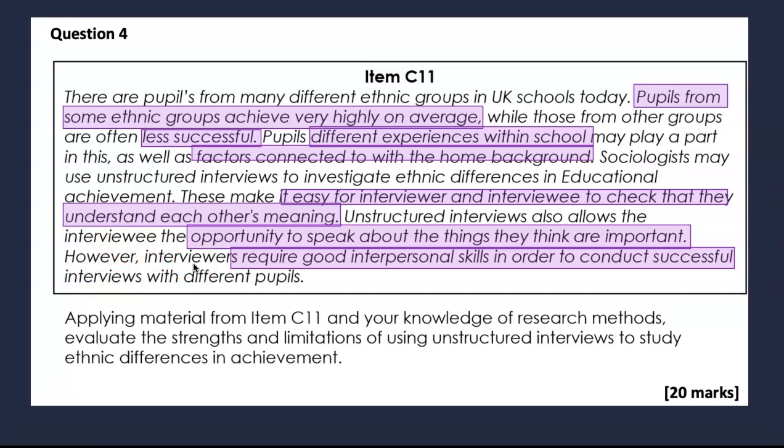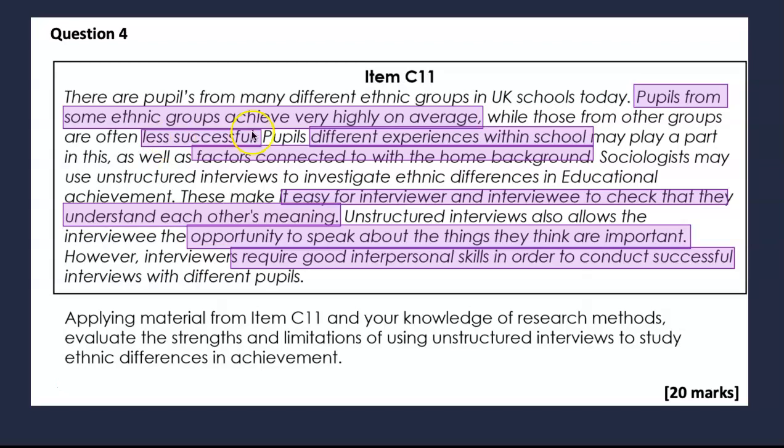So I've got pupils from some ethnic groups achieve very highly on average. That should be pulling out to you, like female Chinese students, for example. Then you've got other groups often less successful. That should be screaming at you: Black Afro-Caribbean, Pakistani, Bangladeshi. Then I've got pupils have different experiences at school. Some may have a really positive experience, some not.